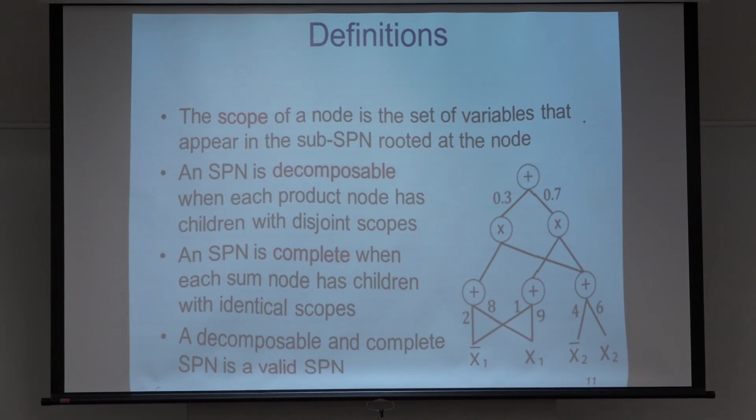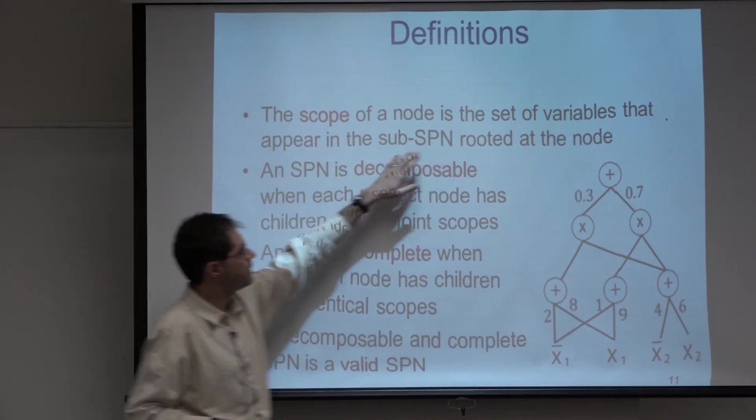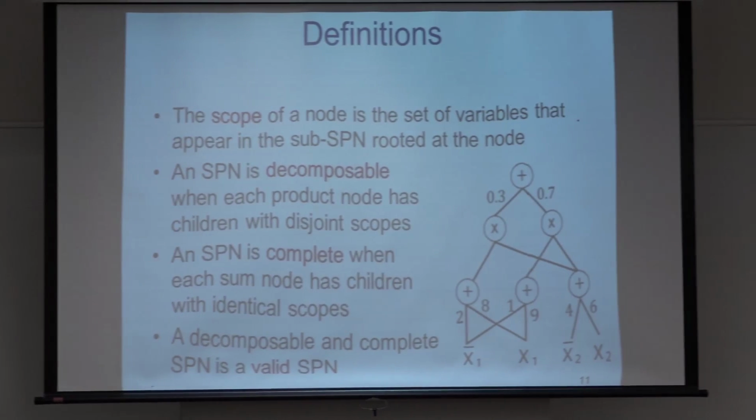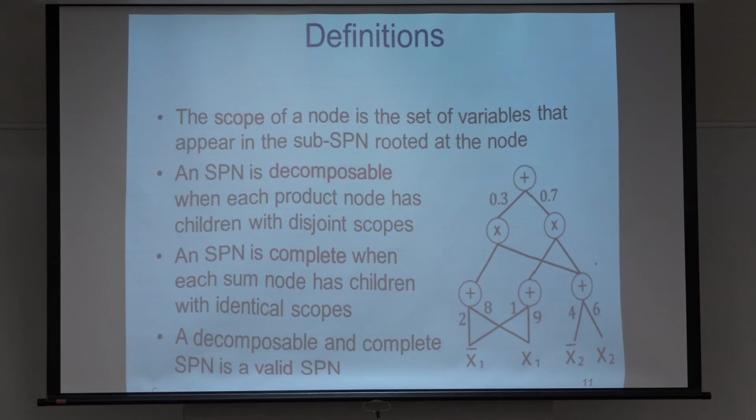Okay, so to formalize things a little bit, we're going to need a definition here. I'm going to define the scope of a node as the set of variables that appear in the sub-SPN rooted at that node. To make things clear, let's write down the scope of every node. If I start with this plus node here, it has in its scope x2 because its children have x2. Then this plus node has x1 in its scope, and same thing for this one. Then the product node right above has x1 and x2, and this one also has x1 and x2, and this one has x1 and x2 as well. So these are the scopes of all the nodes in our network.